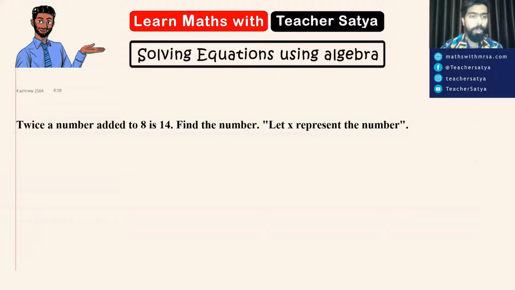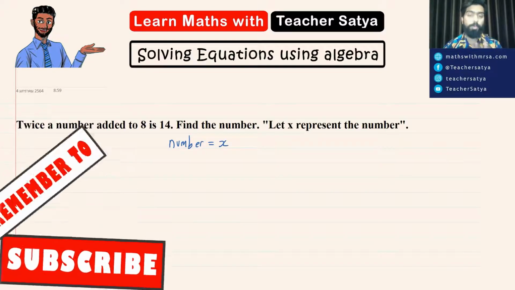So, what do we have in this question? We know that twice a number added to 8 is 14. And we have to find the number. In this question, they have given the number as x. So, the number is equal to x.